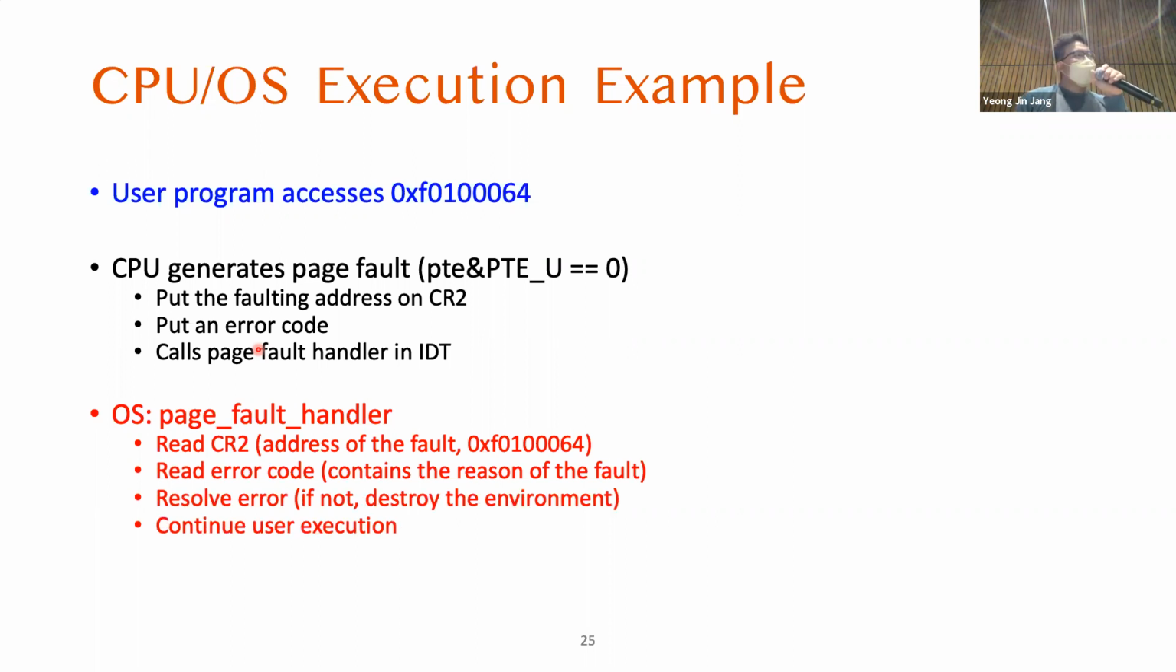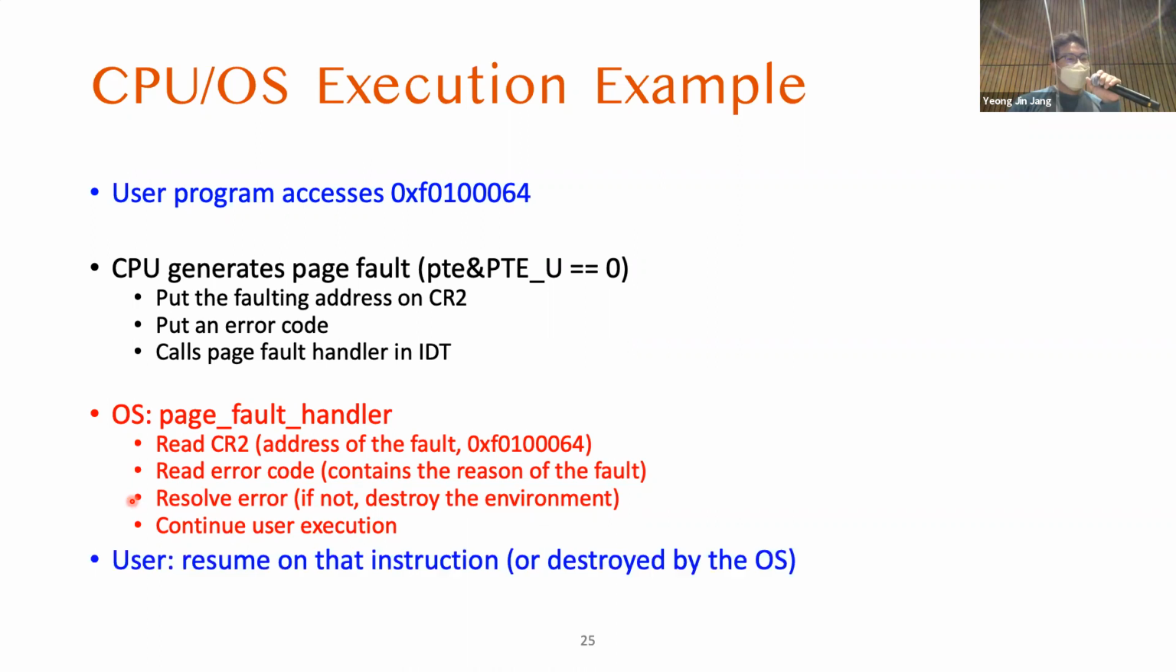Thankfully, JOS stores every register value in the trap frame, and we can get all this information. What the page fault handler needs to do, after getting this information, is fault if it cannot be recoverable. But if it is recoverable, we can resolve the error and then continue the execution.